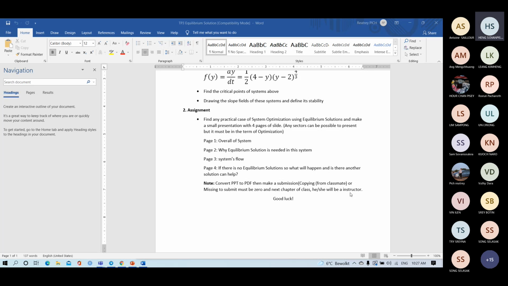If you try to solve it in a mathematical way, okay, up to you. One more question about the system flow. Is it the explanation of the slope field? No, the system flow is the whole system processing from the initial state until the final state. For example, you have to describe the inputs.